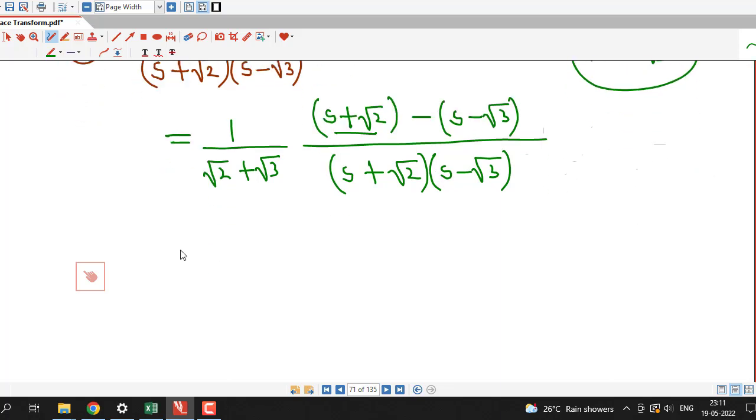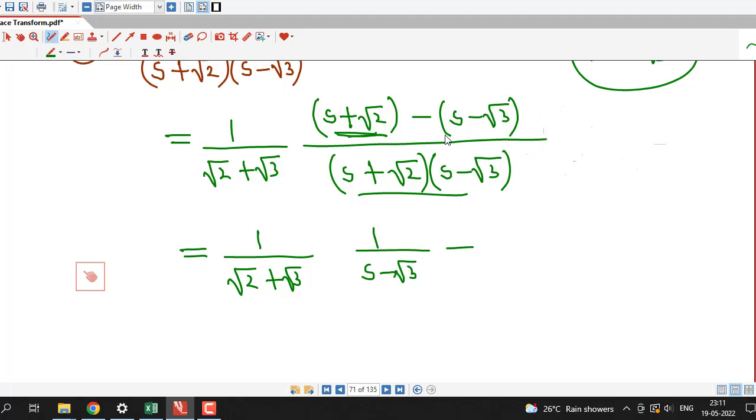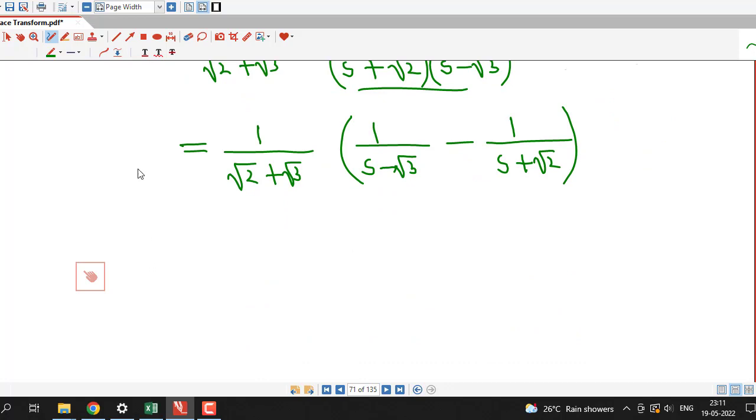Now this I can rewrite as 1 divided by square root of 2 plus square root of 3, and now I divide s plus root 2 by this product, and I will be left with 1 divided by s minus root 3. Similarly, I divide s minus root 3 by this product, and I will be left with 1 divided by s plus root 2. I know the formula for the inverse Laplace transform of both of these functions, so in the next step we write down their inverse Laplace transforms.